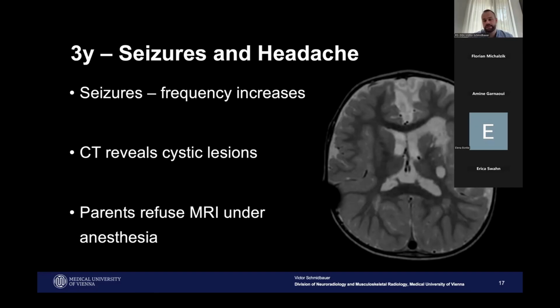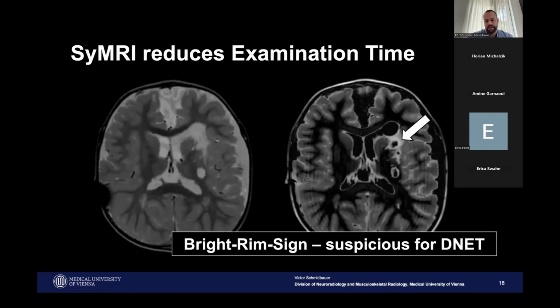Therefore, we need to shorten the protocol as much as possible. It was a case in a night shift. We performed a T2 sequence, and we performed an MDME sequence. And of course, we see there is something going on in the left hemisphere, but it's not that easy to further characterize these lesions. So now let's have a look at this imaging acquisition.